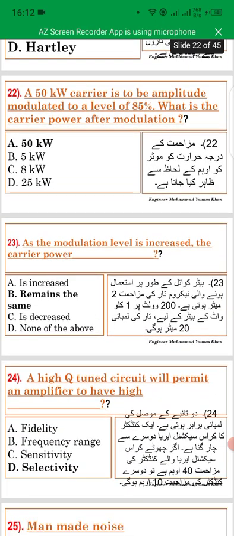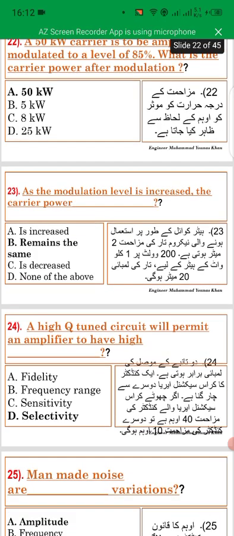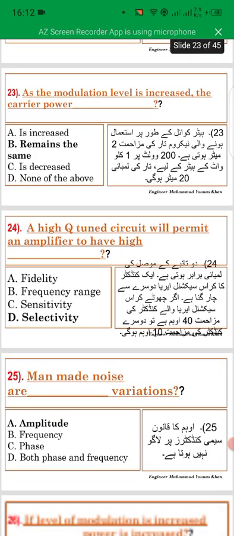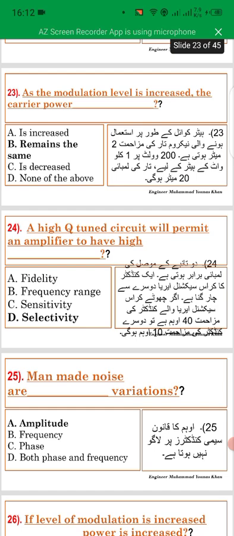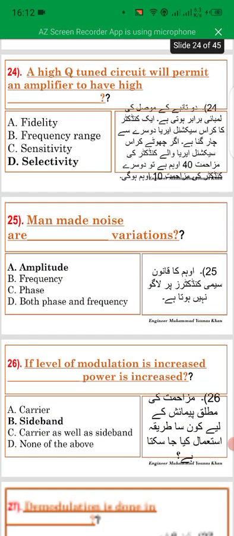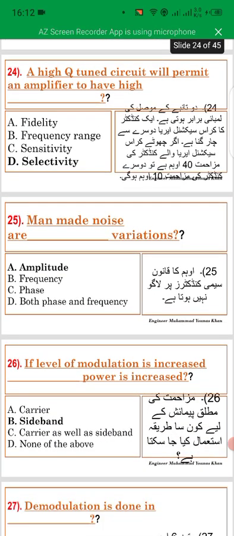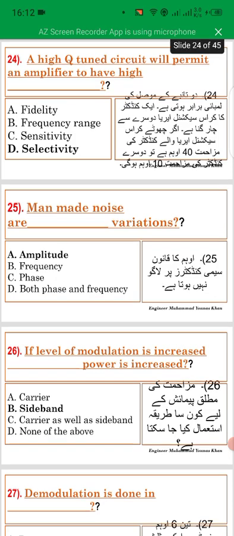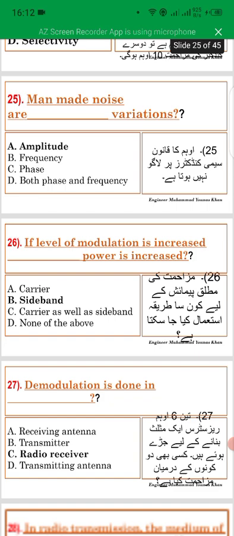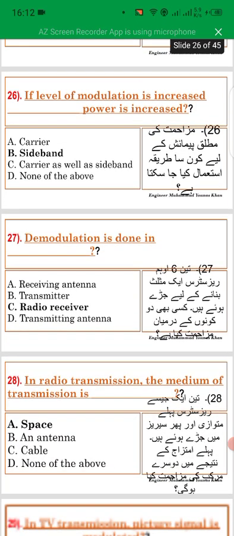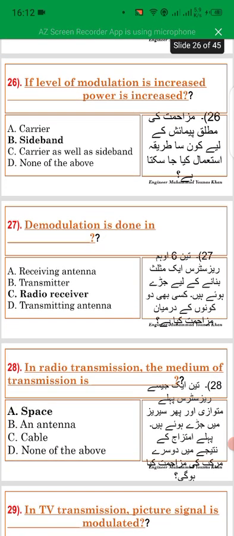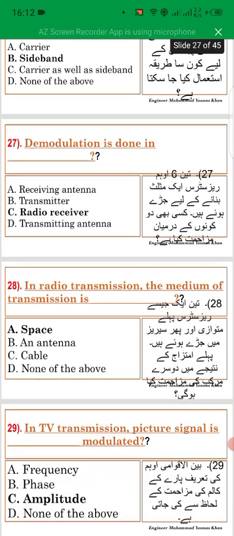A 50 kilowatt carrier is to be amplitude modulated to a level of 85%. What is the carrier power after modulation? 50 kilowatt. As the modulation level is increased, the carrier power remains the same. A high Q tuned circuit will permit an amplifier to have high selectivity. Man-made noise affects amplitude variations. If the level of modulation is increased, sideband power is increased.